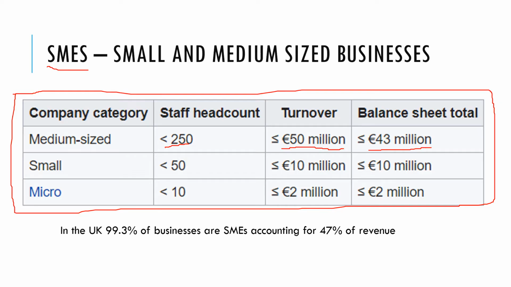A small business, we would say, has less than 50 people and less than 10 million in terms of sales. And just to complete the story, sometimes we describe micro businesses, very small businesses, less than 10 people work for them and less than 2 million euros of revenue. An interesting stat at the bottom there, most businesses are small and medium-sized enterprises. So 99.3% of businesses in the UK are small or medium-sized, but they account for half the revenue. So what that's telling you is there's a few very large businesses, 0.7% of businesses, that account for over half of the revenue that businesses generate.